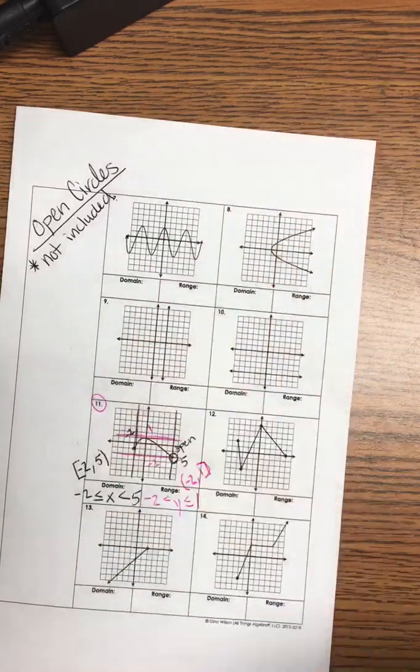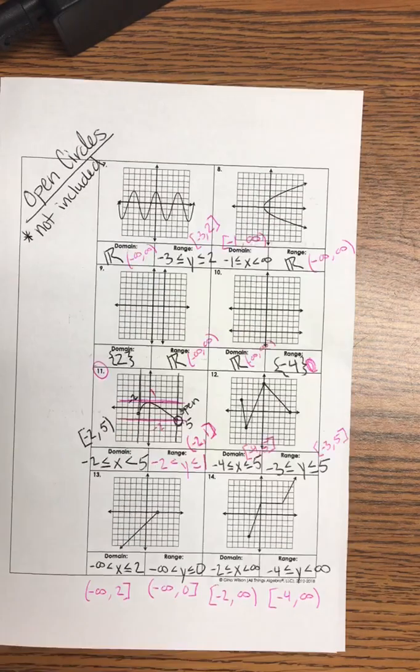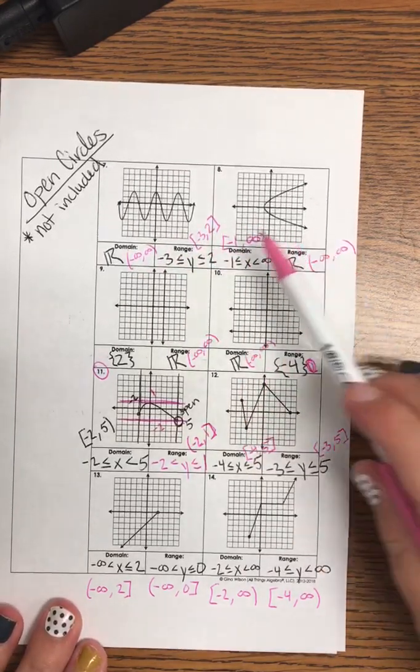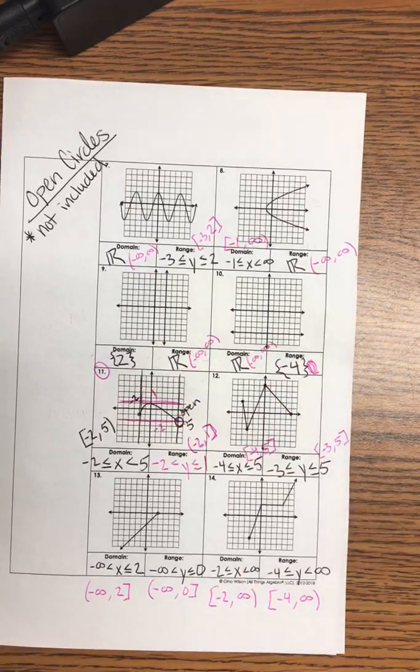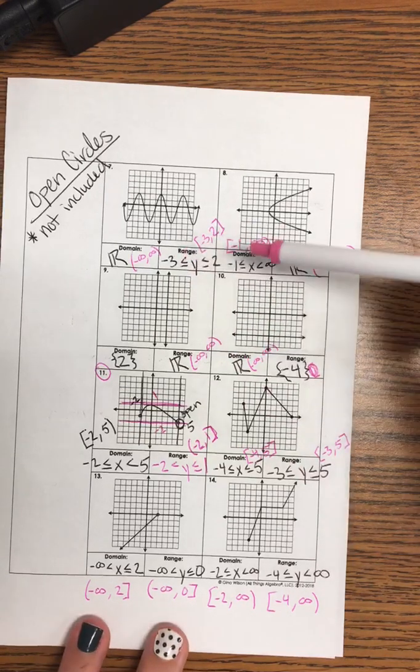All right, do the rest. Pause the video. All right, check your answers with mine. If you used interval notation, look at what I have written in pink to check your work. If you wrote all your answers in inequality notation, then you need to look at what I've written in black.